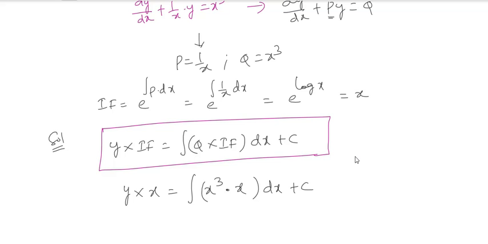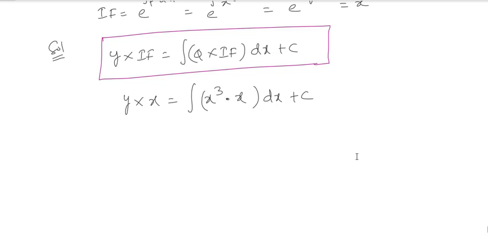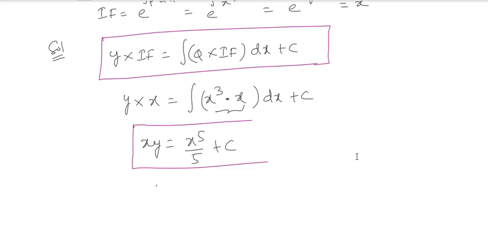So do the integration for this. You will have xy equivalent to the integral of x^4, which is x^5/5 plus c. So this is the solution, or you can go with the simplification also. Or else you can keep it like that itself, because they have given the condition. So you take this as the solution.